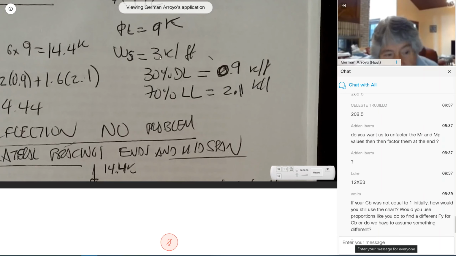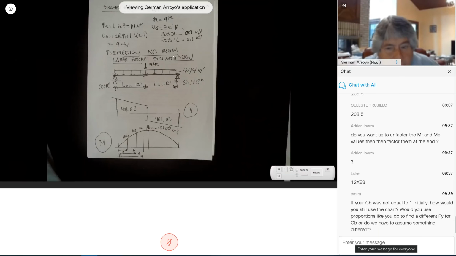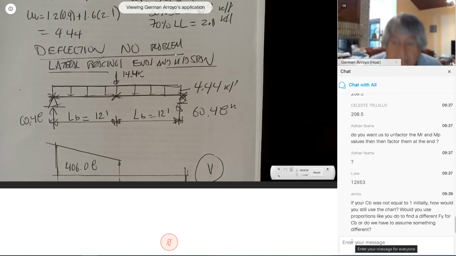So I have found it here, I have factored my load, 1.6 for the point load, and 1.2 dead plus 1.6 live, 444. So this is what we have. Deflection, no problem, means do not compute deflection. Deflection, no problem, do not compute it. In the exam, if you are confused, you're going to ask me, do I have to compute deflection? And I would say no, strong no.